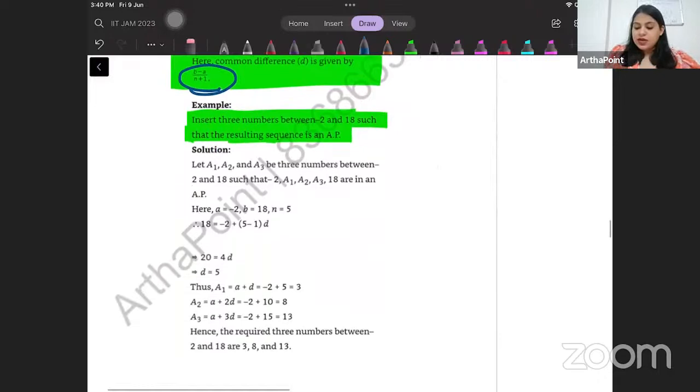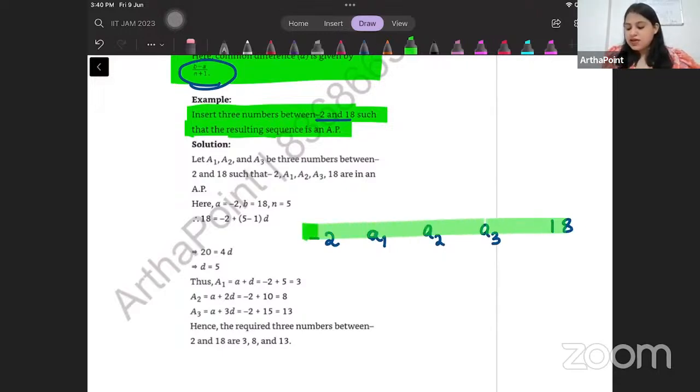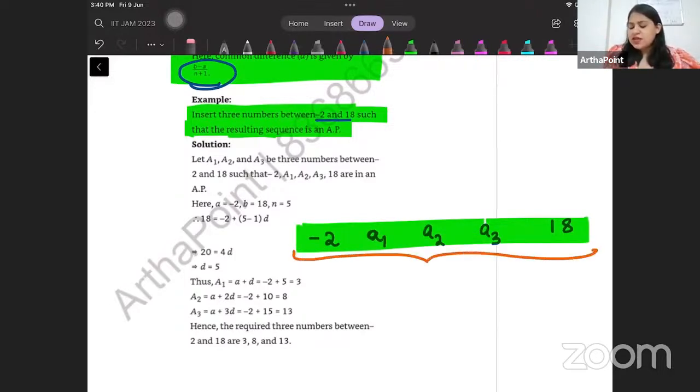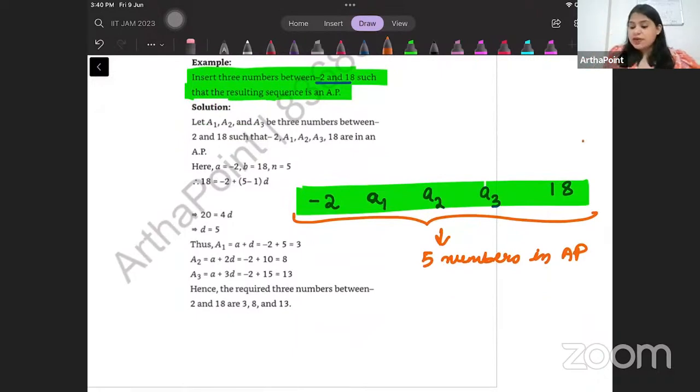Look at the question once here. So I want to insert 3 numbers between -2 and 18. So beta, it will be something like this: -2, then I have the first number, second number, third number and 18. So if I insert 3 numbers between -2 and 18, how many numbers are there in my AP now? Well, I can clearly see that there will be 5 numbers in AP. So my N will be 5, right? And the last number will be 18.